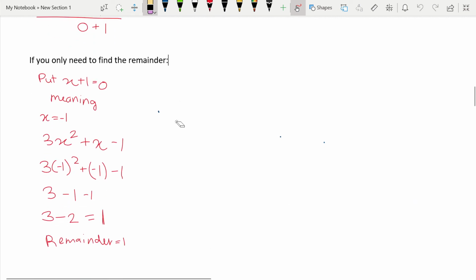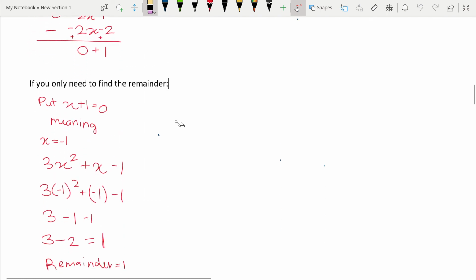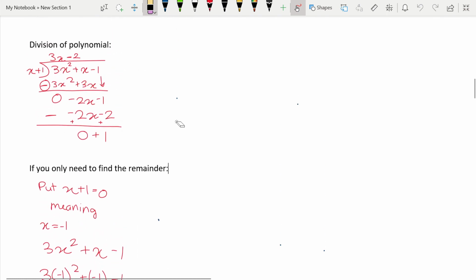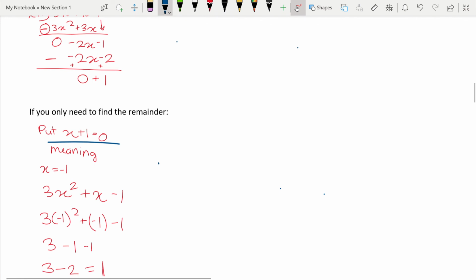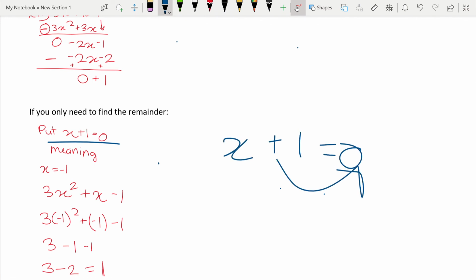If you only need to find the remainder of this problem, then you write x plus 1, which is our divisor, equal to 0. Meaning x is equal to minus 1. How? x plus 1 is equal to 0. You move the 1 over, meaning x is equal to 0 minus 1, which is basically x equal to minus 1.